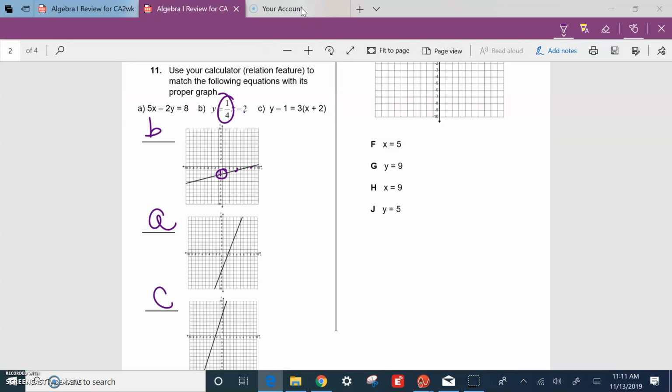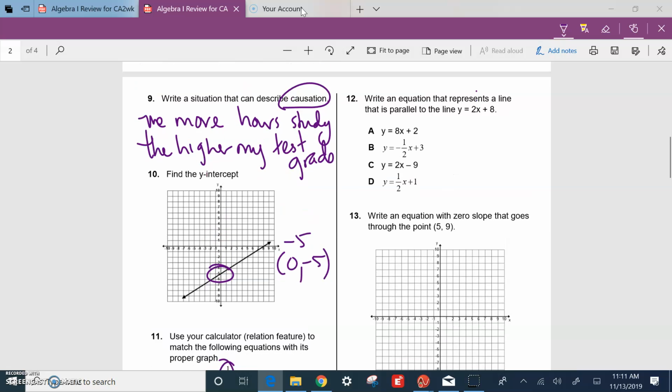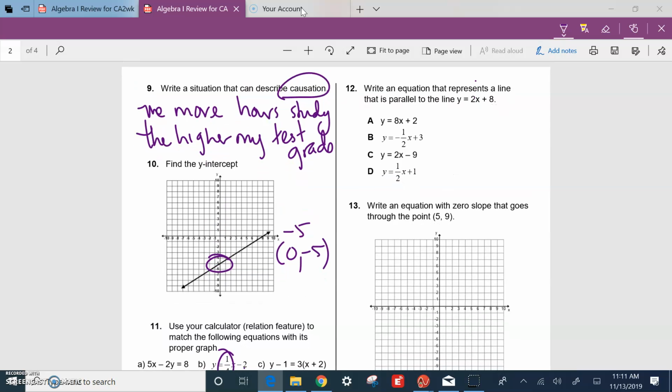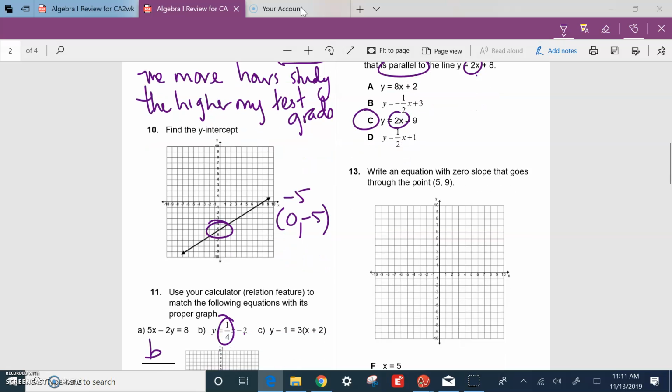Back to our review. Number 12. It asks which equation is parallel. So parallel lines have the same slope. The slope is 2. Our answer is C.